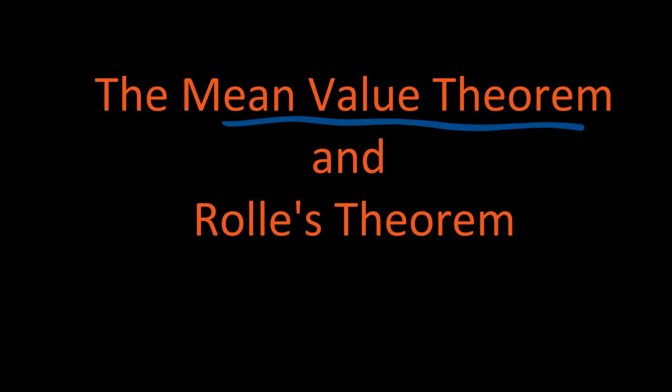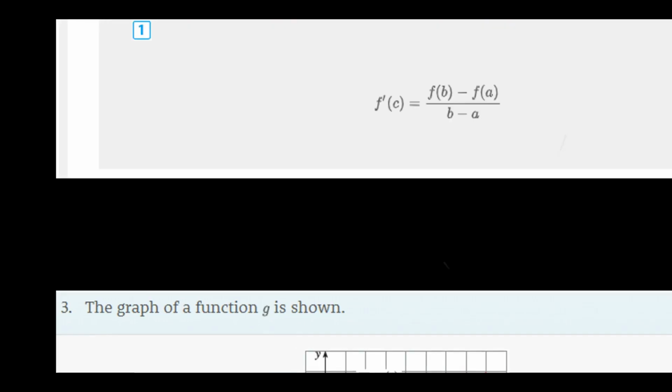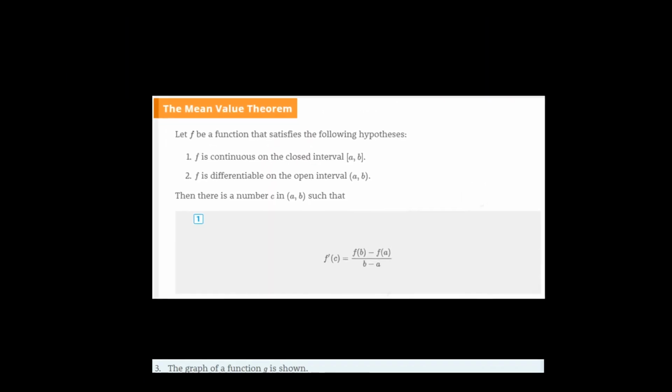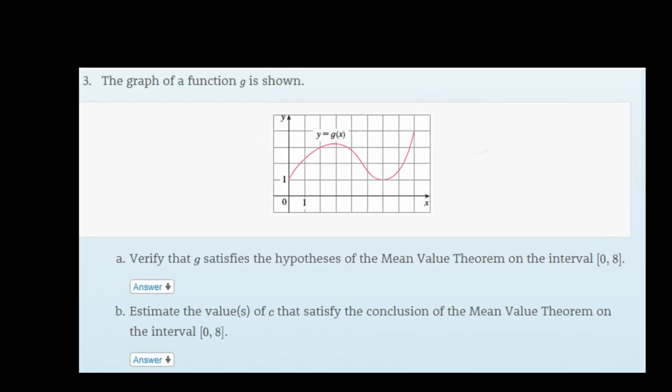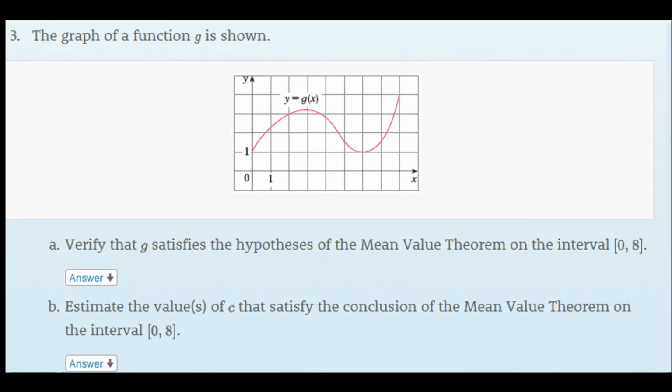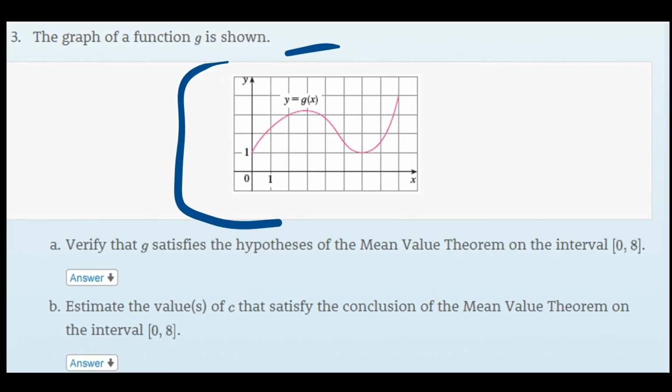So let's talk about the mean value theorem and Rolle's theorem. I want to talk about the mean value theorem first. Essentially what it says, it's written right here, but it says if a graph is continuous, like you see here, let's just look at the graph for a second.